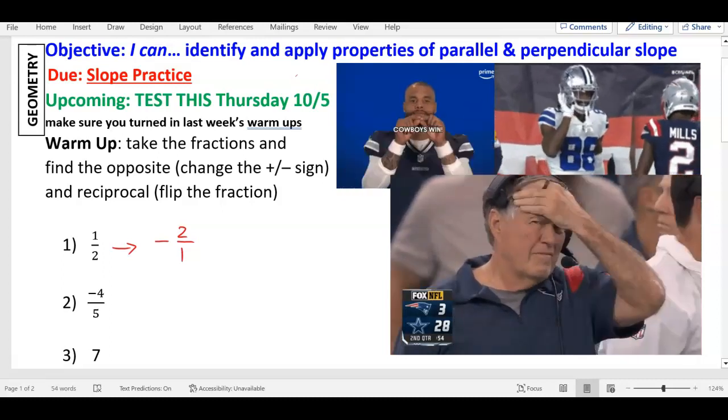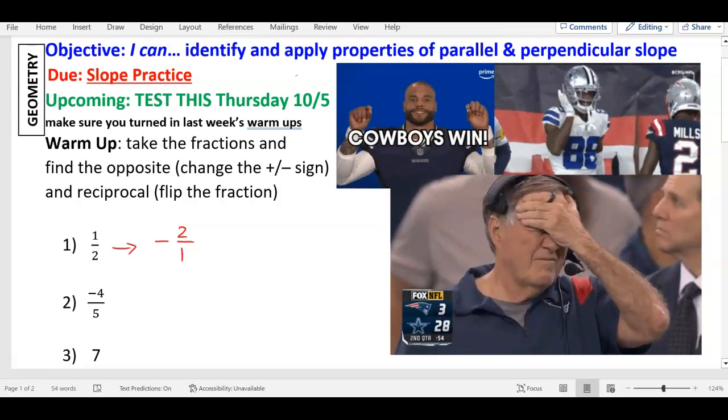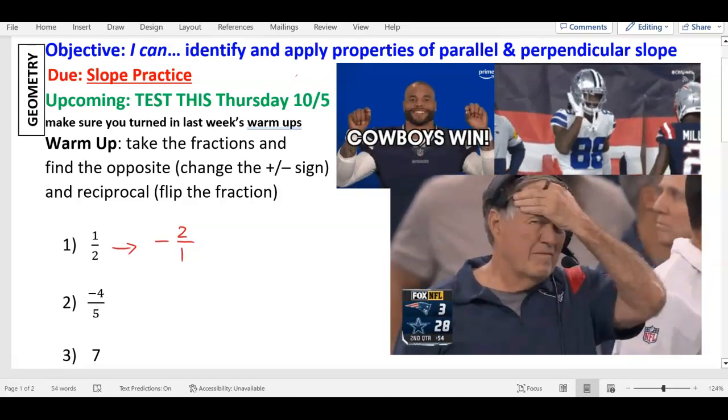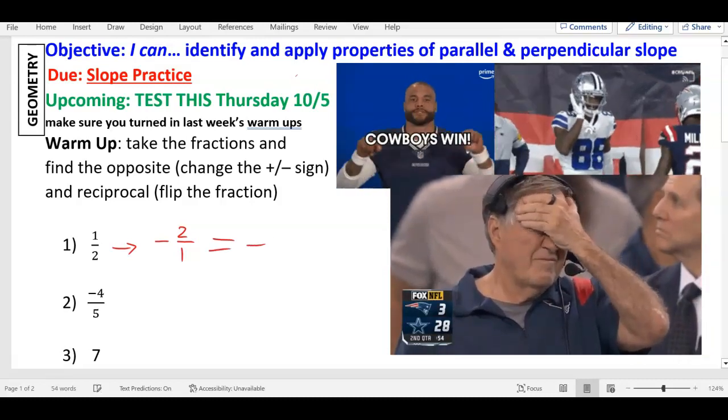Okay? Now, that's opposite and reciprocal. Change sign, flip fraction. And do you all know that if it's over 1, you can just get rid of the divided by 1? It really is the same thing as just -2.